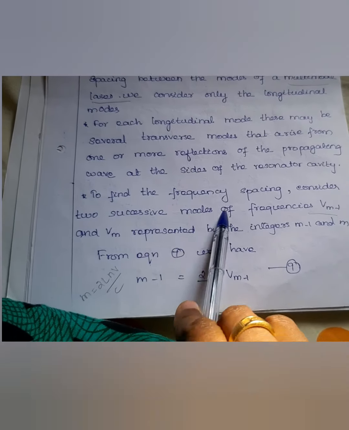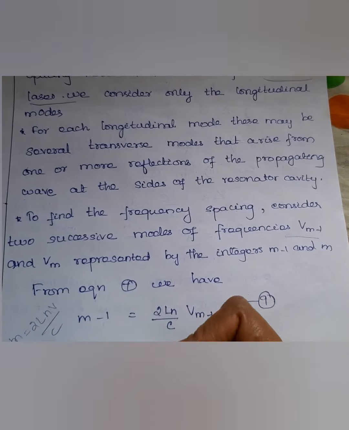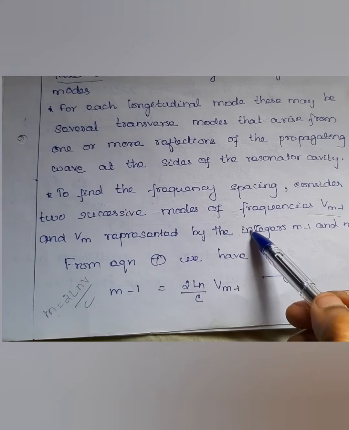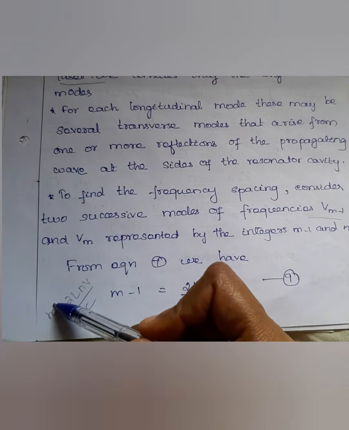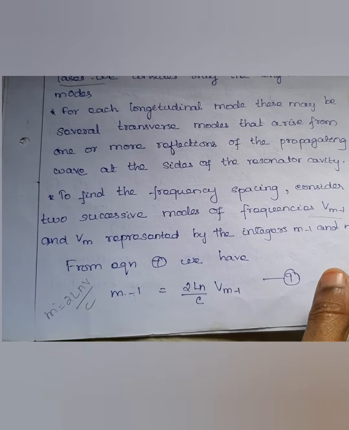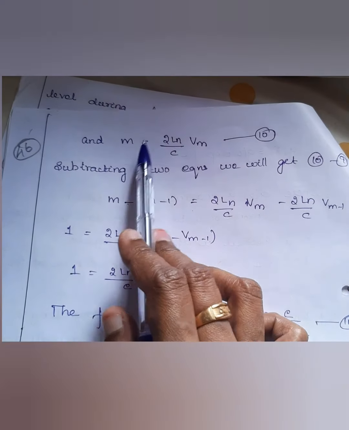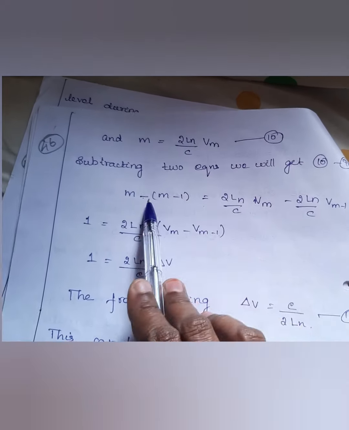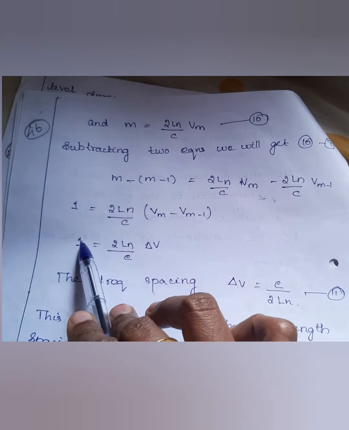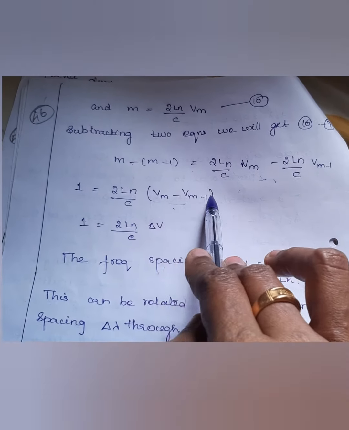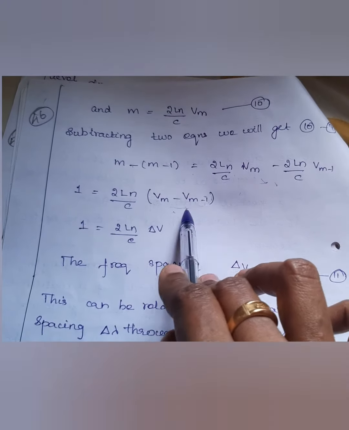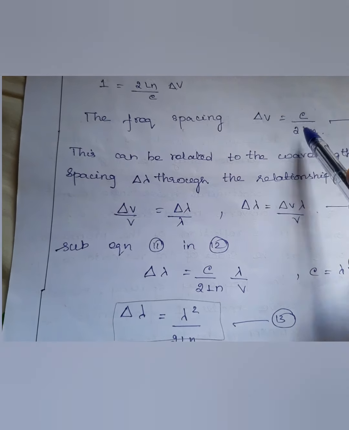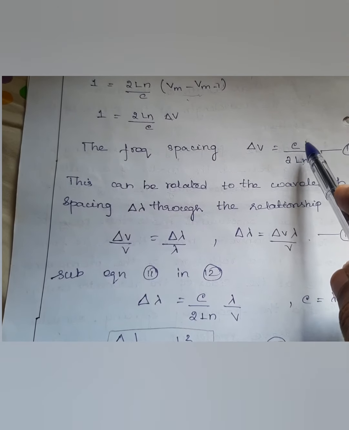Okay, so to find the frequency spacing, previously we got m is equal to 2Lnv by c. So in this place, because it is represented by the integer, write m minus 1. Okay, so in the place of m substitute m minus 1, 2Ln v(m minus 1) by c. Okay, and for m, what is the equation? 2Ln v_m by c. So now subtract these two equations. While subtracting, this value is equal to 1, and take this as a delta v. So this is the frequency spacing. So delta v can be written as c by 2Ln.